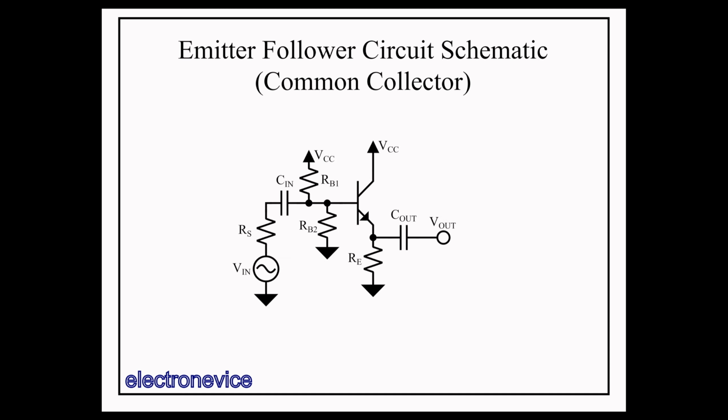So here we've added two biasing resistors, an AC coupling capacitor on the input and an AC coupling capacitor on the output. There is no bypass capacitor on the emitter resistor, which is a notable difference from the biasing circuit we applied to the common emitter circuit in the previous video. Let's start by converting this to the biasing circuit at DC by opening up the capacitors.